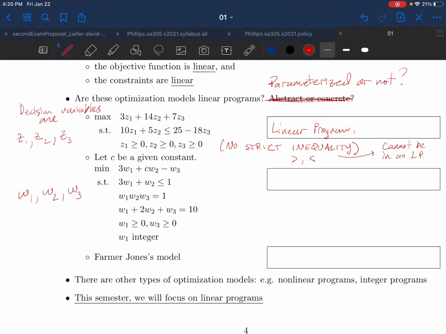Okay, is it parameterized? Well, let's look at 3, 14, 7. Nope, those are all numbers. They're not symbols. 10, 5, 25, negative 18. Nope. Just one. The coefficients here are 1, 1, 1, and the final 3 constraints, so not parameterized.